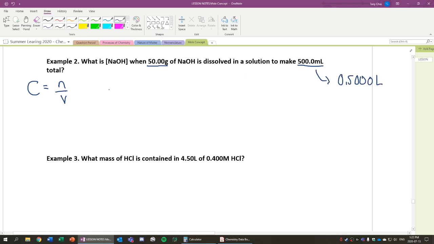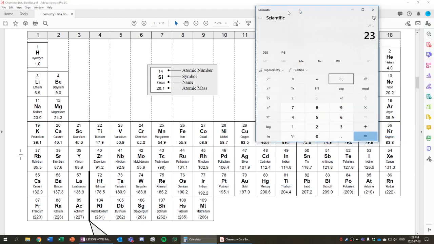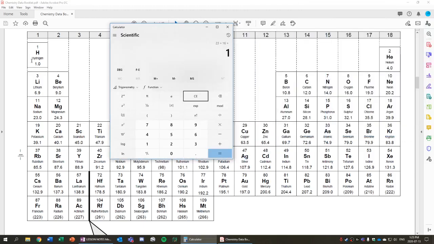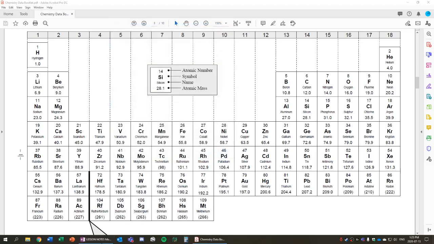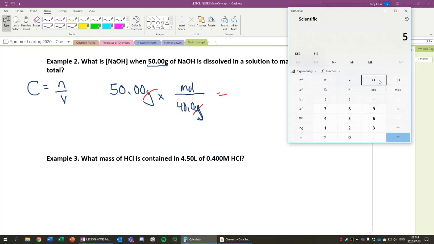Our first step is let's go find our moles. So we have 50.00 grams, and we convert to moles by molar mass. The molar mass of NaOH, let's take a look. Sodium, Na, is 23, O is 16, and H is 1. Our molar mass is 40 grams per mole. So we put our mole on top and our 40.0 grams on the bottom. That will cancel out our grams and give us moles. So our moles will be, if we plug this in, 50 divided by 40, which is 1.25 moles.